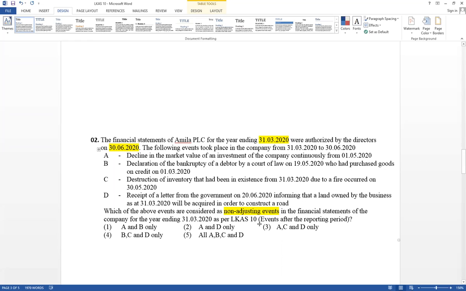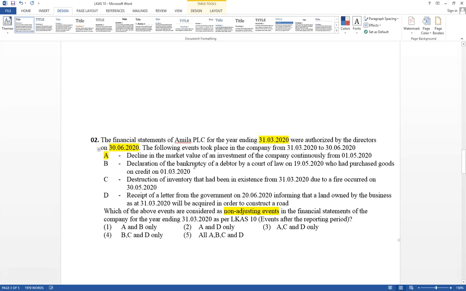Right, now think about this one. There are non-adjusting events. First one, decline in the market value of investment of the company continuously from 1st May 2020, non-adjusting. Decline in the market value of investment, non-adjusting.